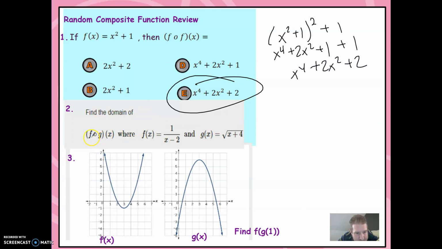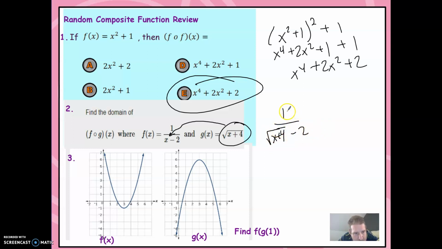Number 2, find the domain of f of g of x, where f of x is this and g of x is this. Okay, so we're taking g of x and we're plugging it in right there. So that's 1 over square root of x plus 4 minus 2.